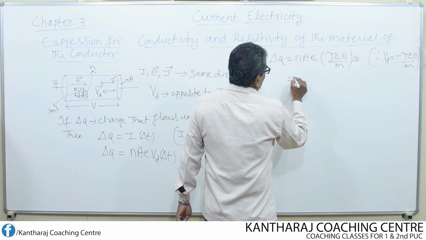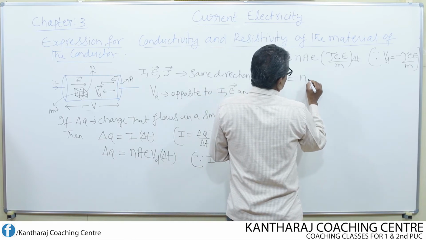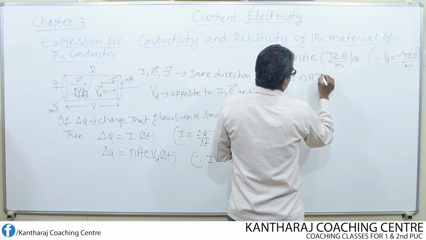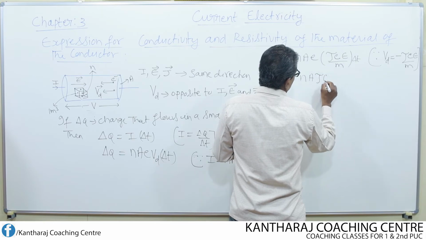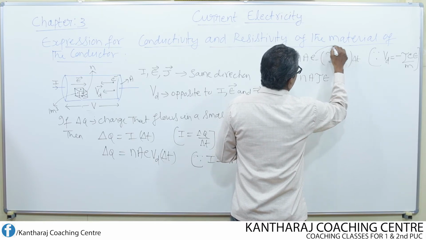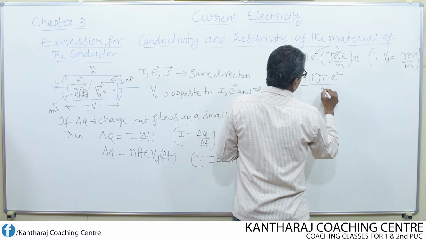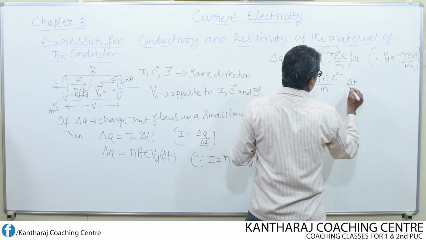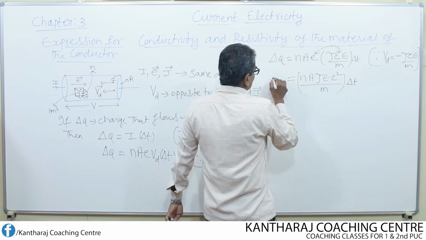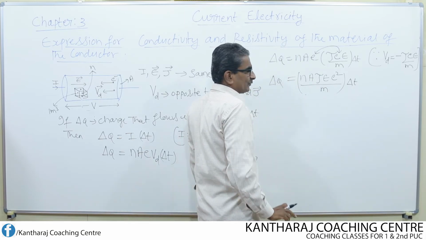Let us arrange this in order. N into A into tau into capital E, E into E. E into E is nothing but E square divided by m into delta T. So, this is the amount of charge that is flowing.